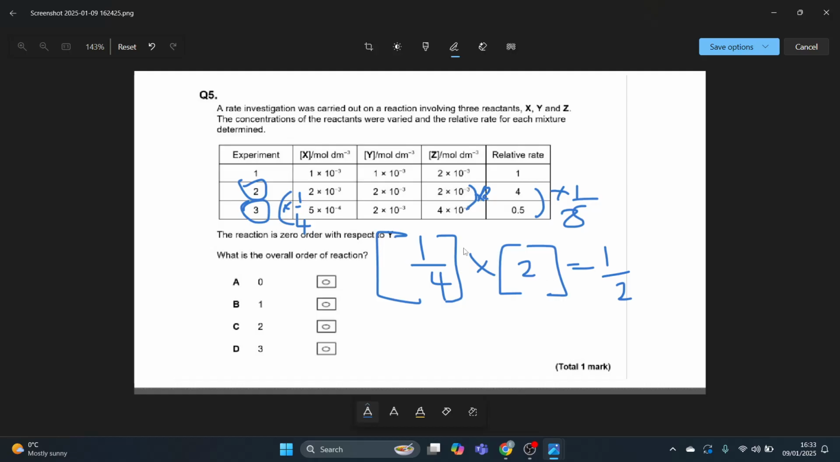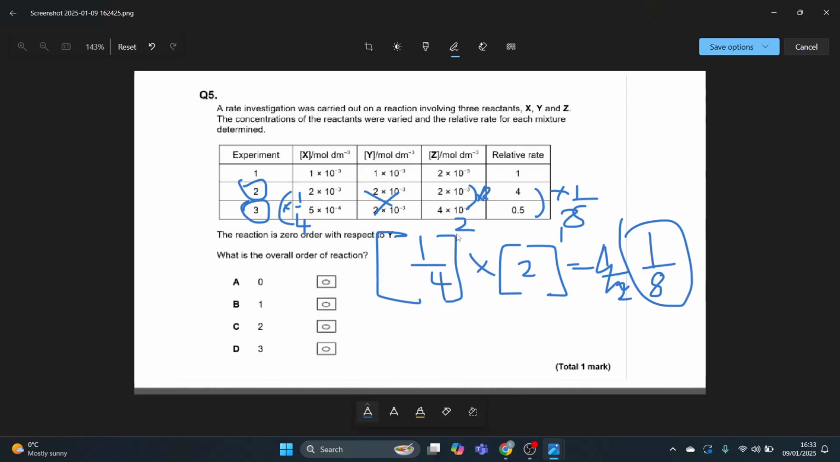Now, all I have to do is determine which order I need for either X or Z. Now, if it was a quarter squared times by 2, that would give me 1 over 8. So what would that tell me? Well, that tells me that X has to be second order, squared. Z is first order, it's the same, and that will give me the rate of reaction as 1 over 8. And Y obviously is 0 order, so it stays the same anyway, so I don't care about that. And that's the only way to get the rate of reaction as 1 over 8.